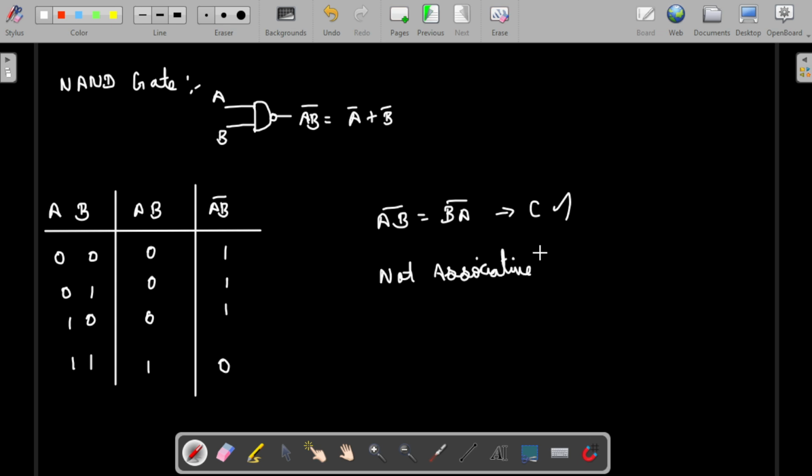So this is one very important thing. Associative does not follow here. So this is not associative. Okay, so this is understood, I think.